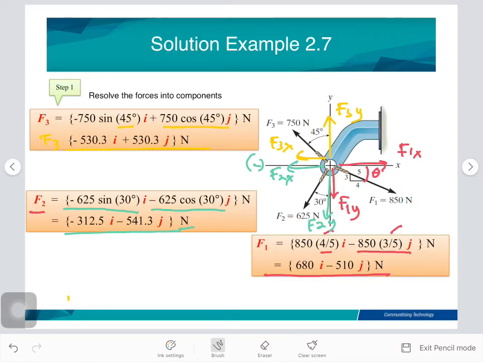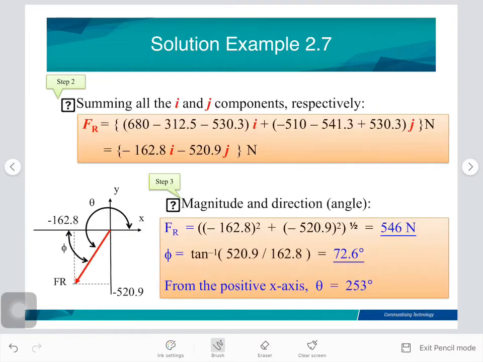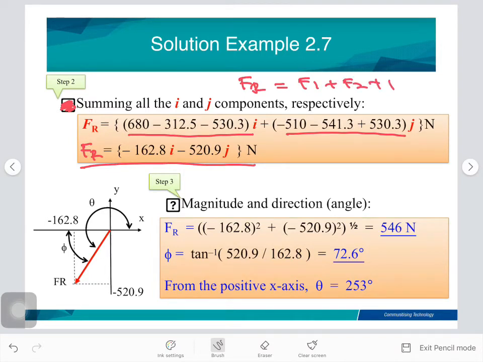So next step, we need to group all the forces into force resultant. Okay, so this is the last step. So we sum all the I and J components respectively. So we have group here, this is in I and this is in J. So this is the vector for the resultant force. So you must understand that force resultant is equal to F1 plus F2 plus F3. So you need to group into I and J.